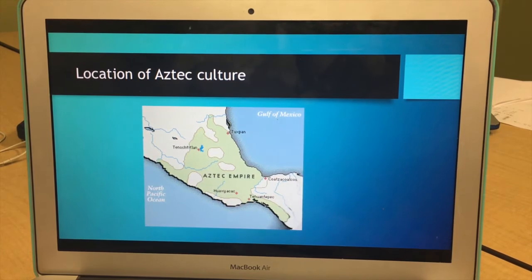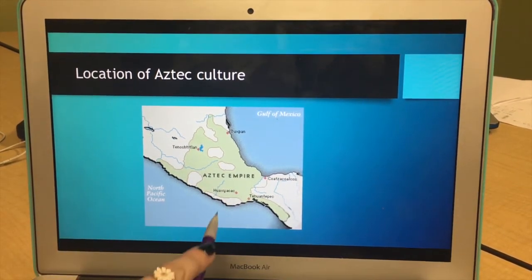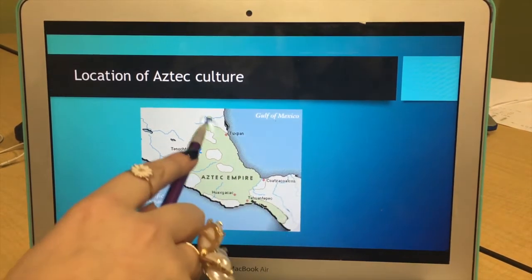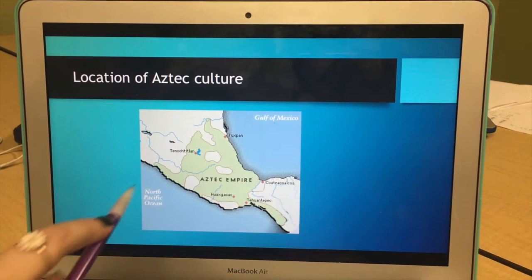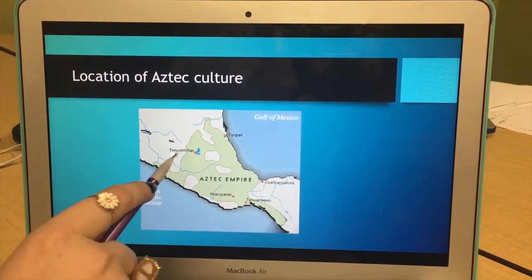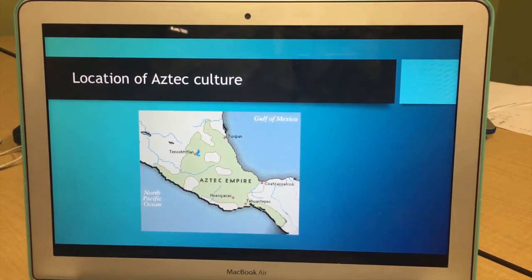Creation of the Aztec Empire. So the Aztec Empire is what you see all in green right here. It is located in what we know today as Mexico. And right here is the capital of the Aztec Empire.